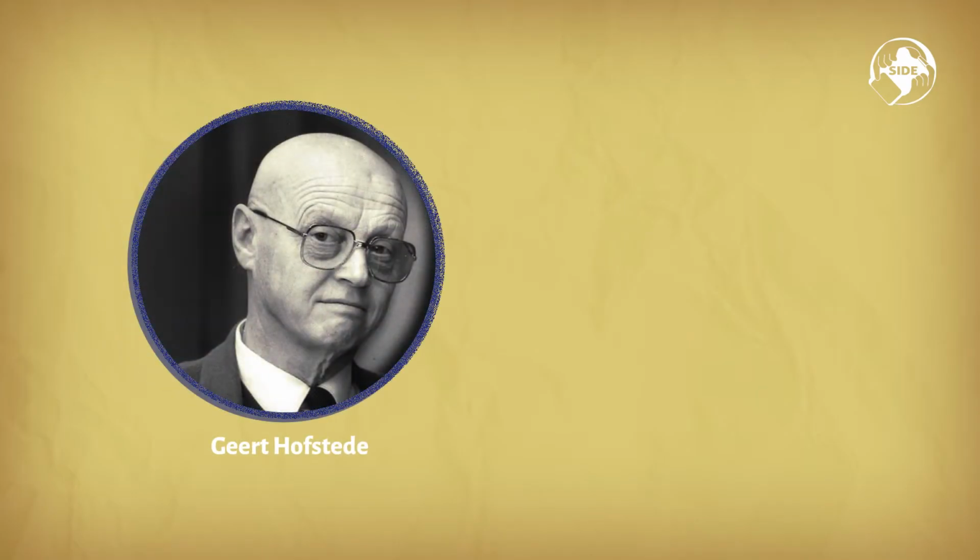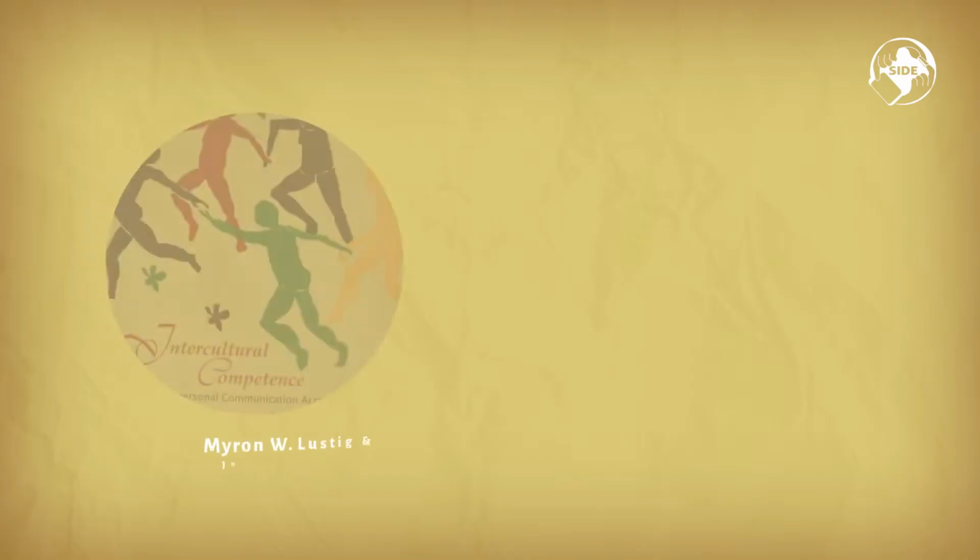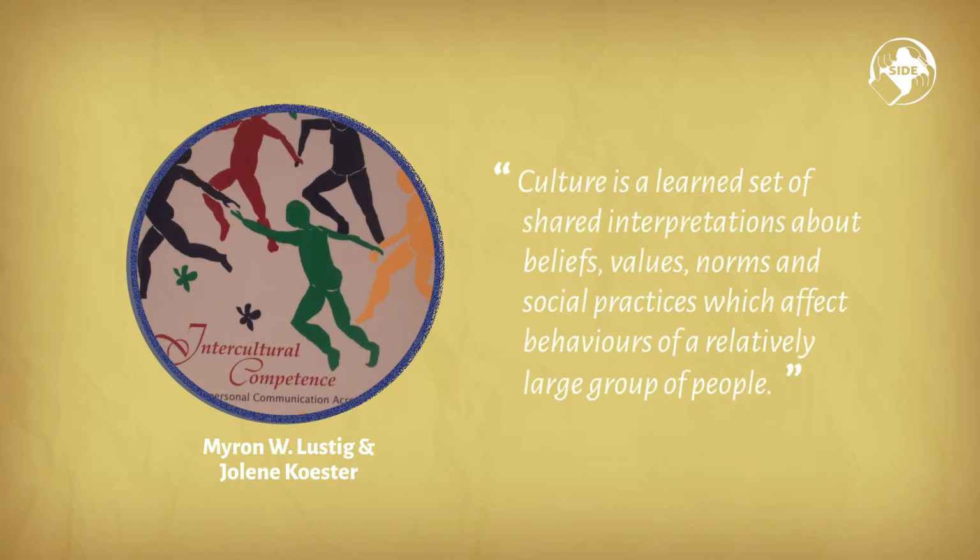Gerd Hofstede defines culture as a system of collectively held values. According to him, culture gives us a sense of group belonging and it helps us find our place in society. Lustig and Köster state that culture is a learned set of shared interpretations about beliefs, values, norms, and social practices which affect behaviors of a relatively large group of people.